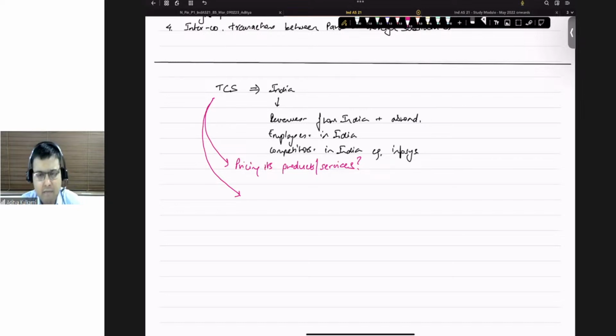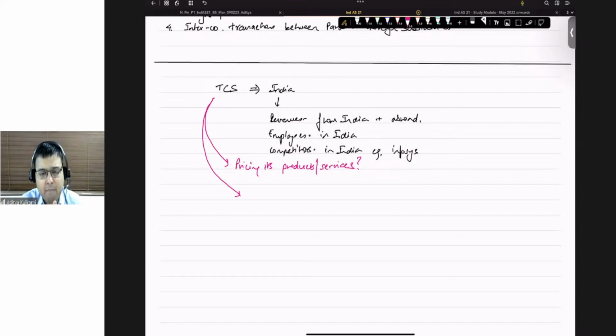You need similar manpower, similar requirements. Only thing is the contracts are one for TCS, one for Infosys. Okay. Now, if TCS wants to price for a particular contract, who is its nearest competitor? Its nearest competitor will obviously be Infosys. All right. So it will price its products based on how Infosys tends to price.